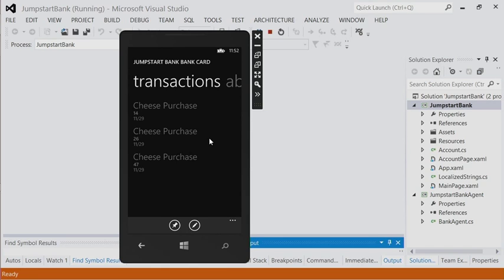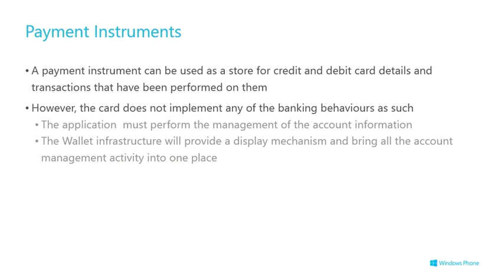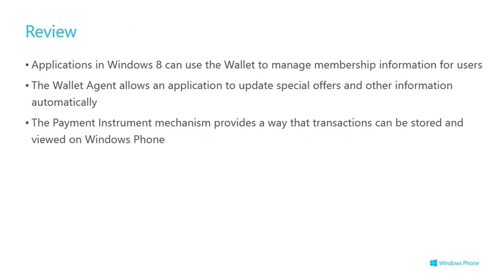Yeah, so the payment instruments can store credit and debit information. The card doesn't implement the bank behavior. It's important to remember the wallet is just a repository for this stuff. It's the app and the way the app interacts with the web services of the institution that it's related to. This is where the smart stuff is. Absolutely, but the user doesn't have to think about that.